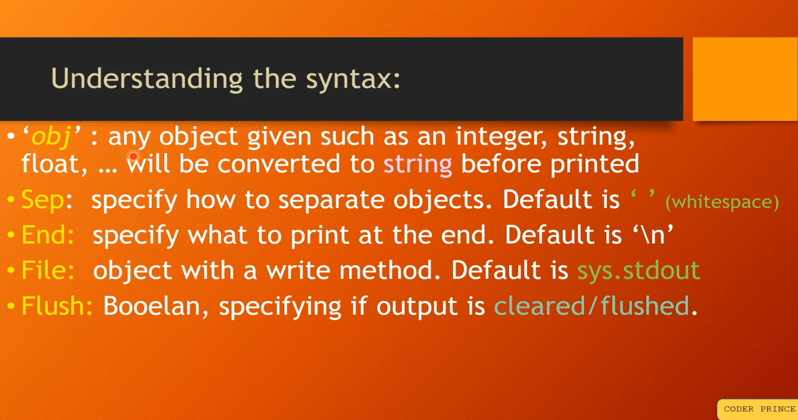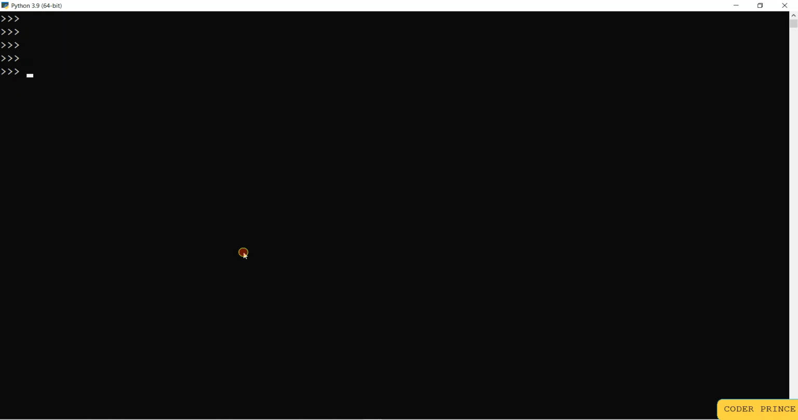Obj is any object given into the print statement, such as an integer, string, float, or any other valid operation, and that will be converted to a string before it is printed. So let's just see this. Print hello. You can see it will print the text hello. Now this is a string. Now when you say print 1, you can see this prints 1, which is an integer.